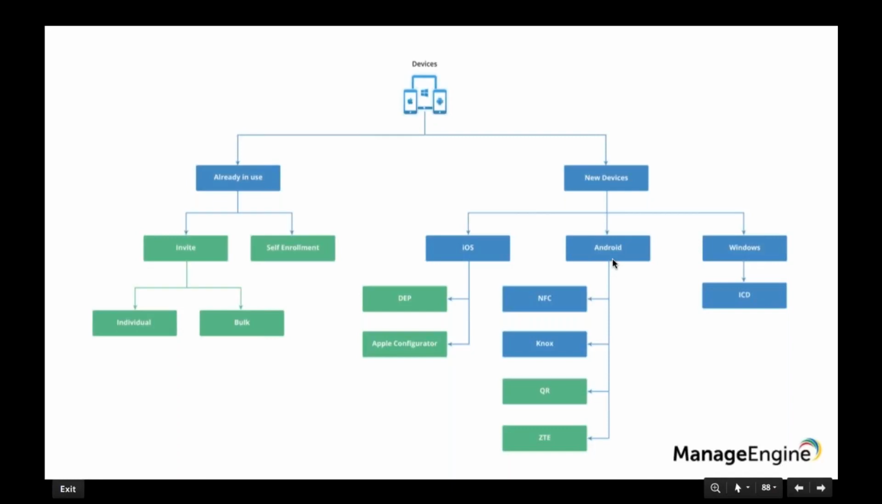In case of Android, you can use EMM Token or the QR code enrollment, the Zero Touch Enrollment which we saw just now. You can also enroll devices using NFC or Samsung Knox enrollment. The Samsung Knox enrollment, as the name suggests, is applicable only for Samsung devices. In case of Windows, you can use the ICD method to enroll devices.